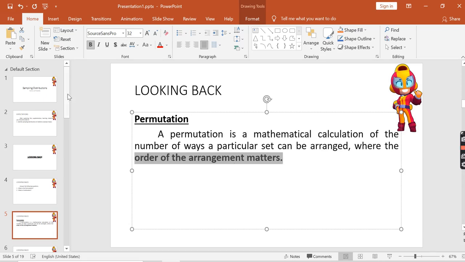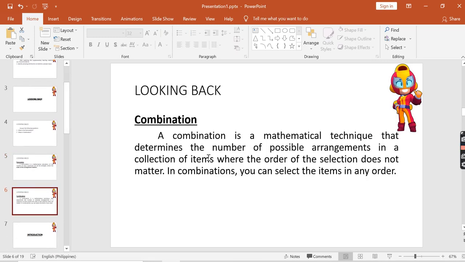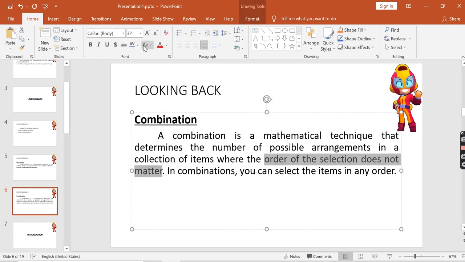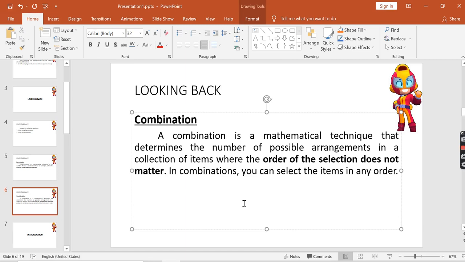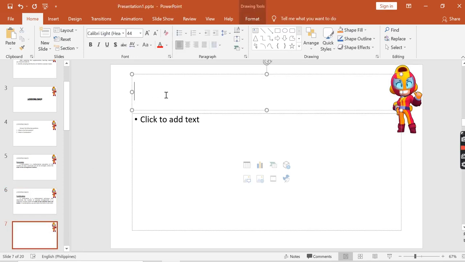On the other hand, a combination is a mathematical technique that determines the number of possible arrangements in a collection of items or a set of items where the order of the selection does not matter. Unlike permutation, in combination, the order of the selection or the arrangement does not matter. So in combination, you can select the items in any order. For us to totally understand that, let's have some examples.